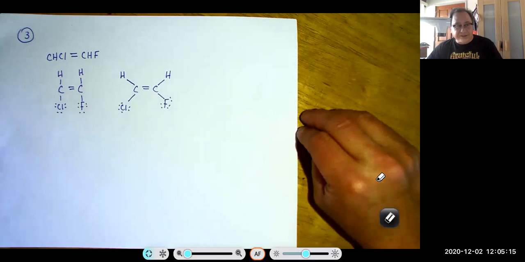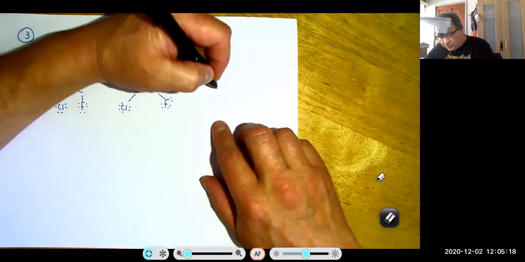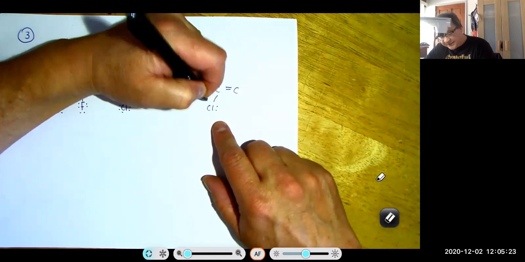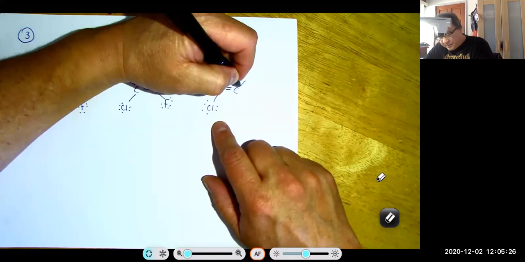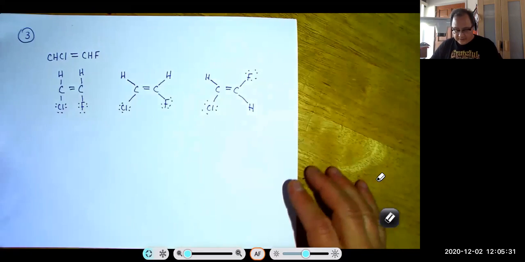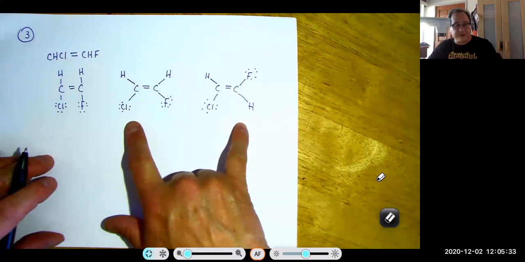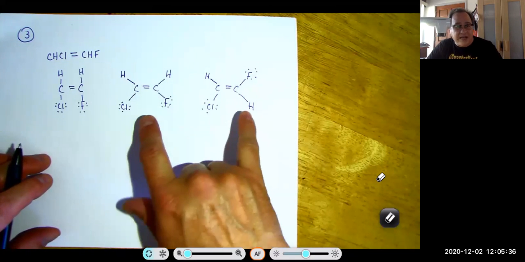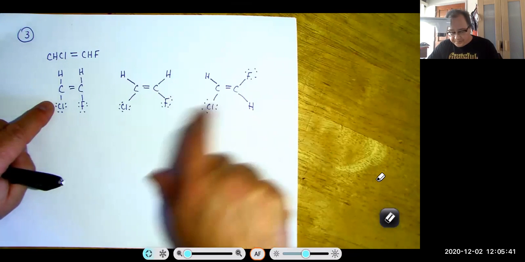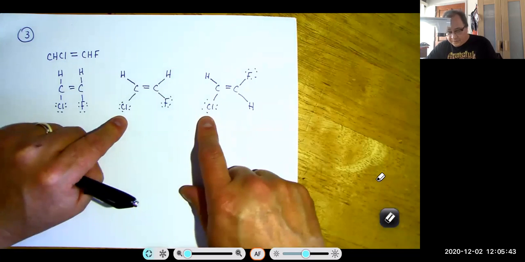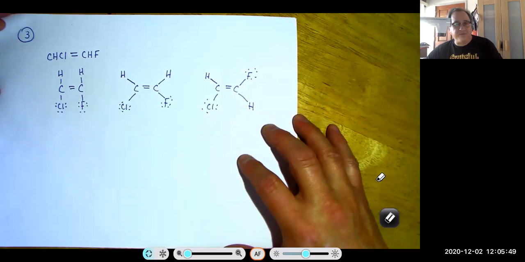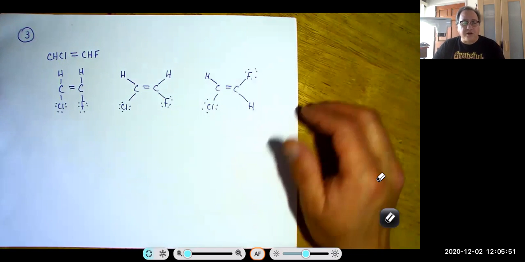Now, what's to prevent me from drawing this instead? So let's pause for a moment so that I can draw this. And let's take a look at these two molecules. Are they the same? Well, they have the same formula. They both have two carbons. They both have one chlorine. They both have one fluorine, and they both have two hydrogens. So they have the same formula. But are they the same molecule?